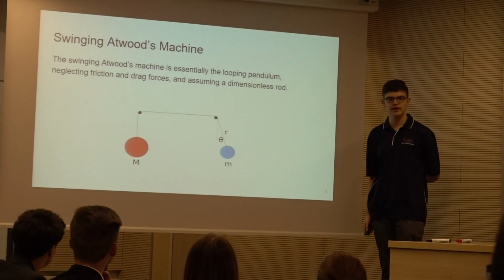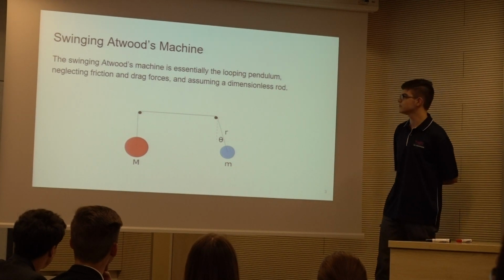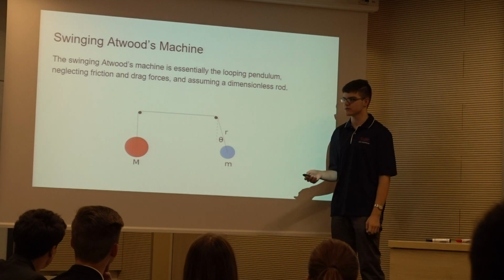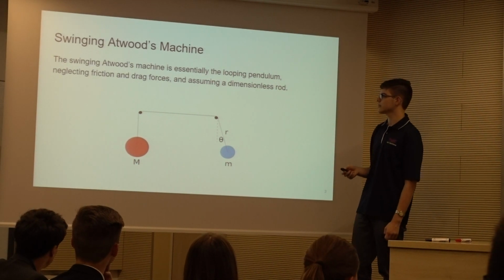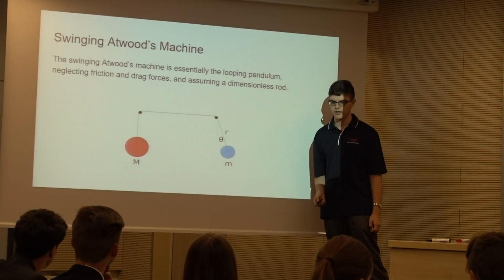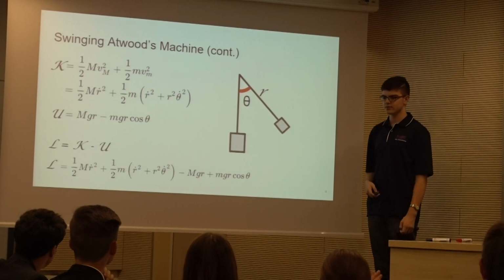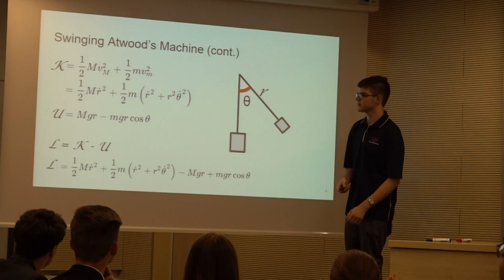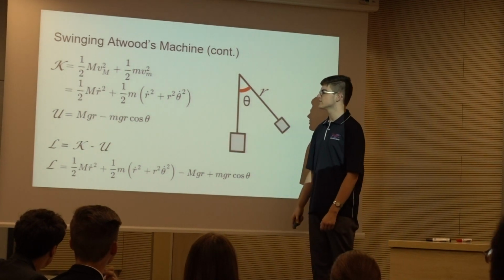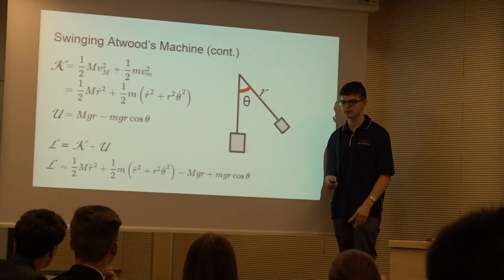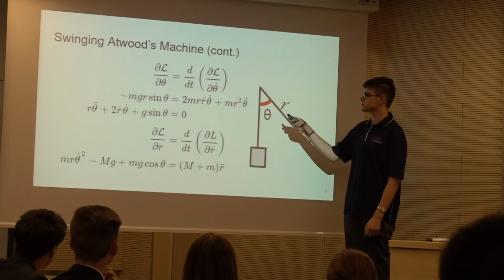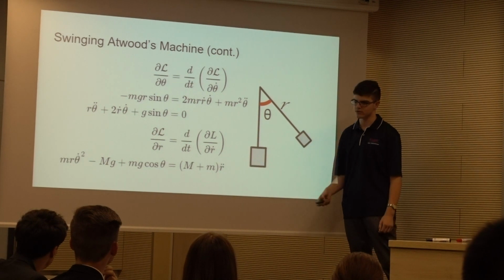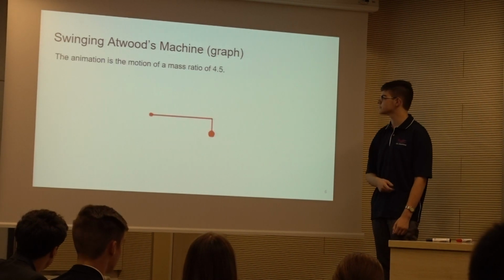To begin building a mathematical model of this phenomenon, we will start with a simpler version, which is known as the swinging Iypt machine. Essentially, this is the looping pendulum, neglecting friction and drag forces and assuming a dimensionless rod. To find the equations of motion, we set up a Lagrangian. We have kinetic energy and potential energy, and subtract the two to get the Lagrangian of the system. We use the Euler-Lagrange equation to find two second-order coupled differential equations for the motion of the light mass.